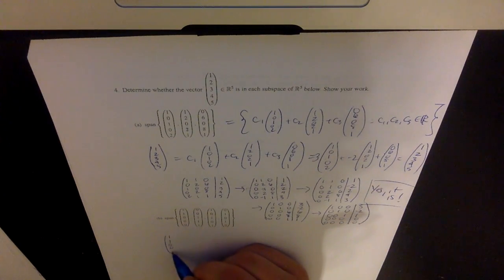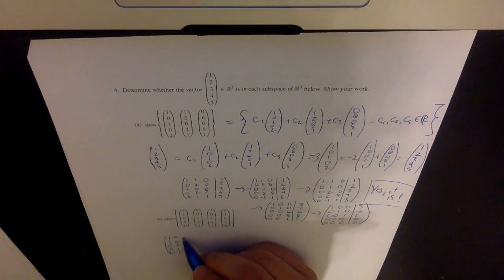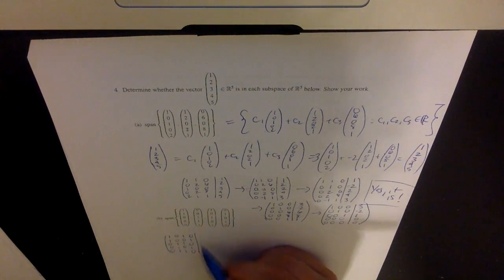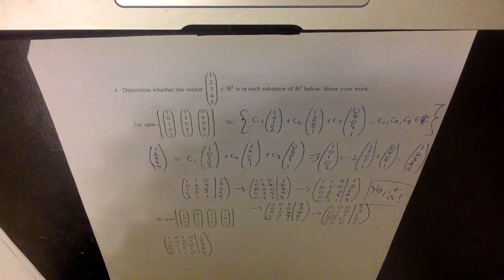So 1, 1, 0, 0, 0, 0, 0, 1, 1, 1, 1, 0, 1, 0, 1, 0, 1, 0, 1, 0, and then we get 1, 2, 3, 4, 5. So right away I know that this isn't going to work.